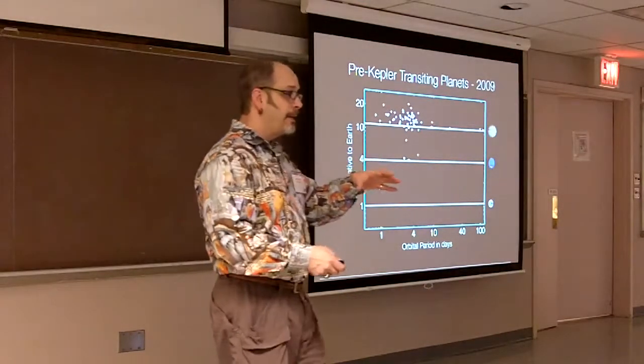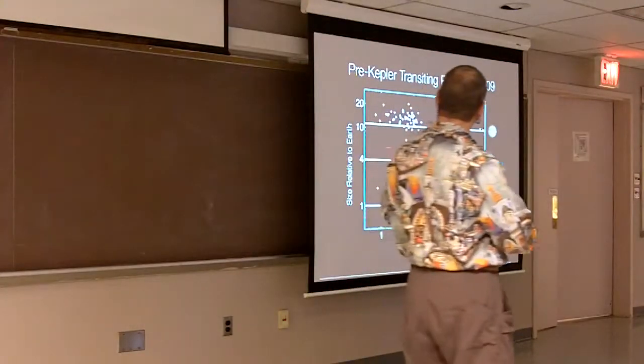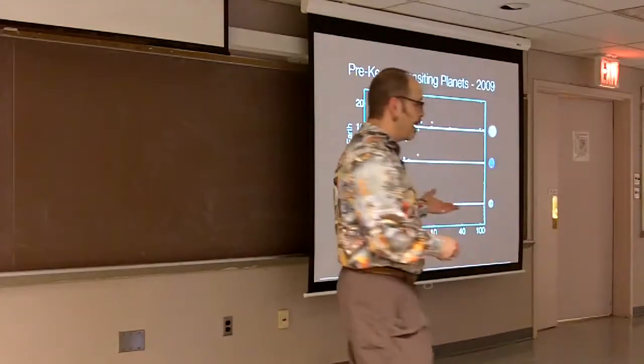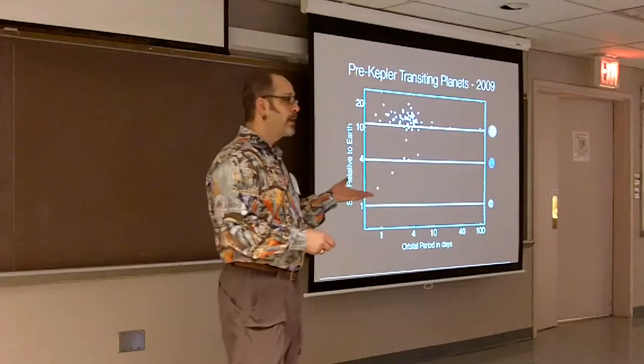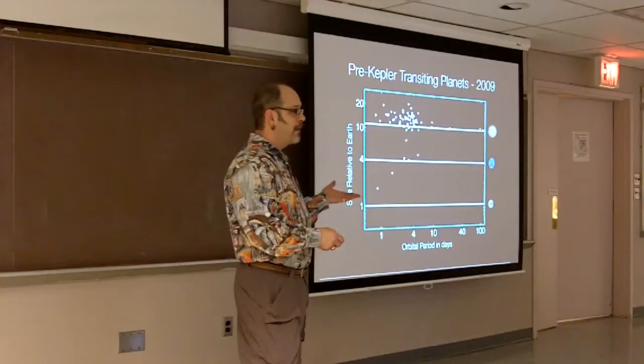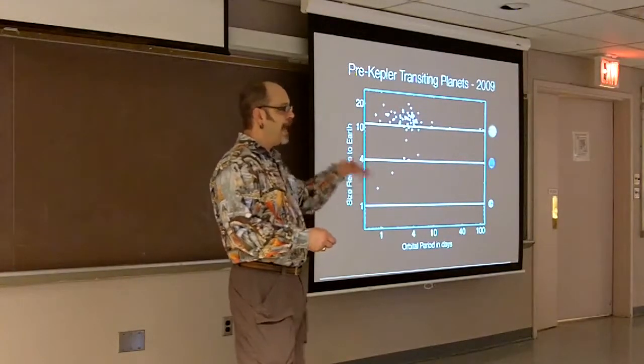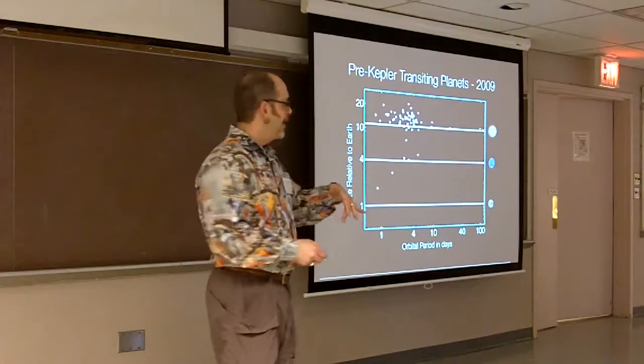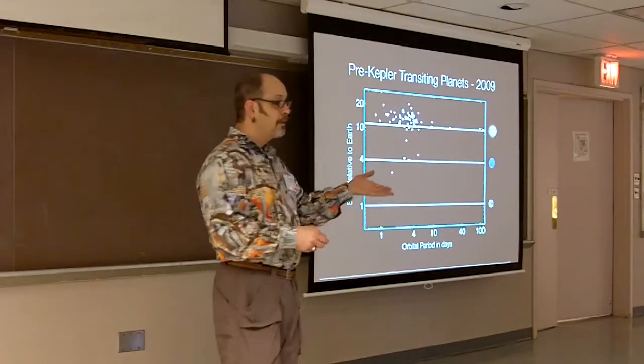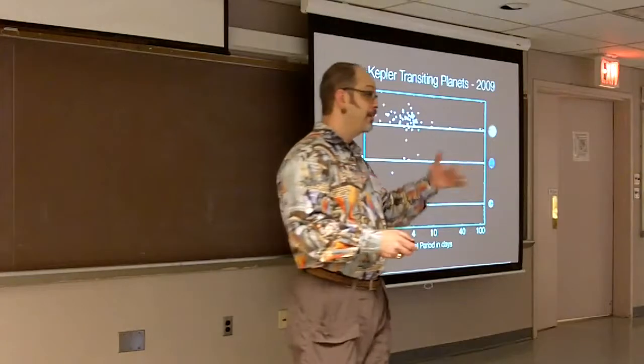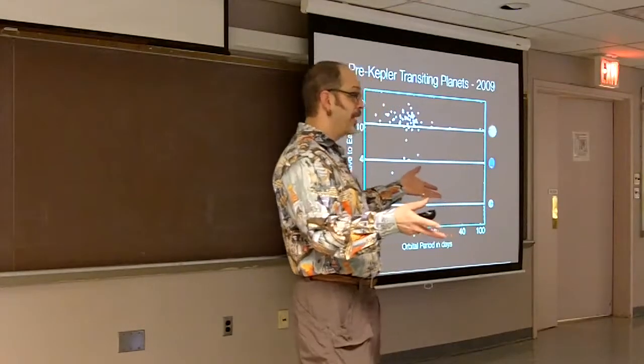Now, just to give you an idea, before Kepler, we had discovered about 70 transiting planets. The first one was discovered in 2000, HD 209458b. That was the first planet discovered that happened to be transiting. The first planet that was discovered around a main sequence star was 51 Peg in 1995. It took about 5 years before we actually found one that was transiting its star.